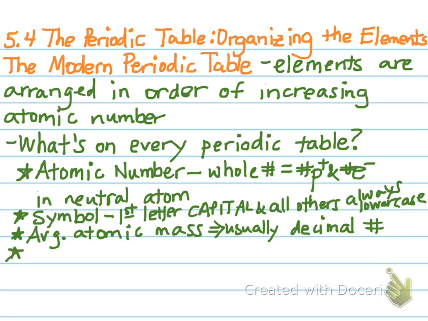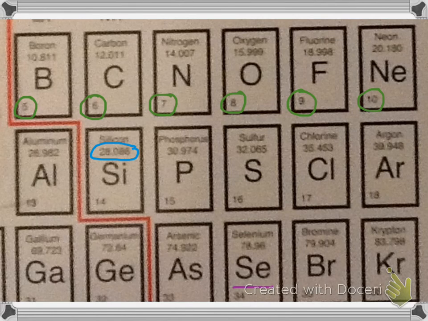We also on periodic tables sometimes see the name. Probably most of the periodic tables that you're going to come across are going to have a name on it. Again, we see that on this periodic table with, for example, gallium. On this periodic table, it happens to be at the top, but again, they can be in different spots on the periodic table.